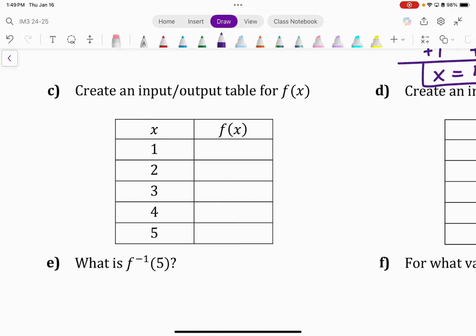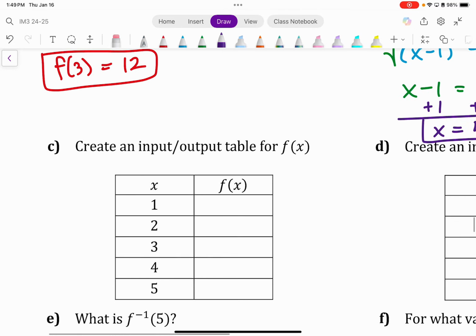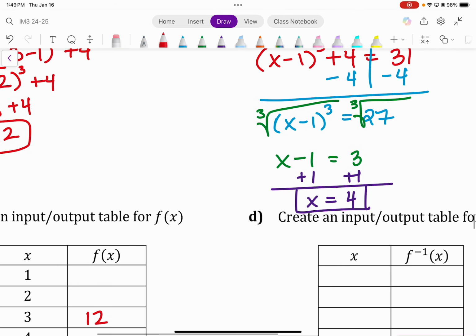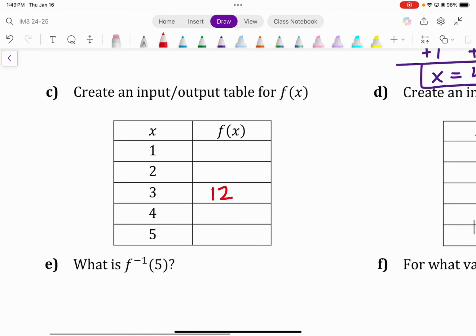Now, when x is equal to 3, the output is 12. So if we were to make a table, when x equals 3, the output is 12. Next, we found in part B that when x equals 4, what is the output? 31. So we have 3, 12, 4, 31. This is what I'm going to have you guys do. I'm going to split you off in different groups. Some of you will work on finding f of 1, some of you finding f of 2, and then the rest of you finding f of 5.